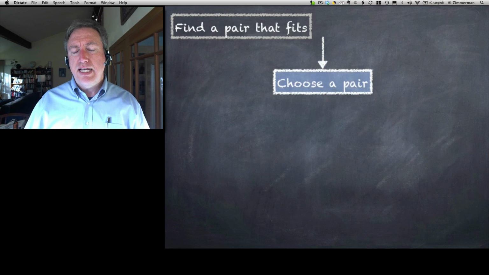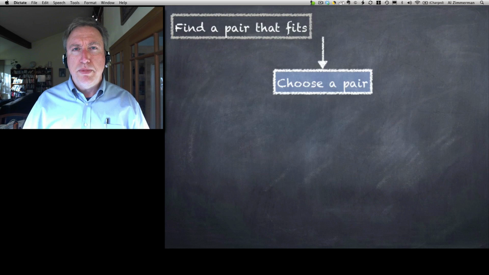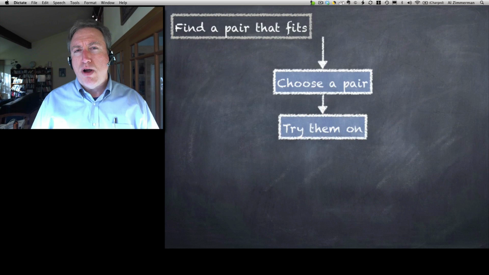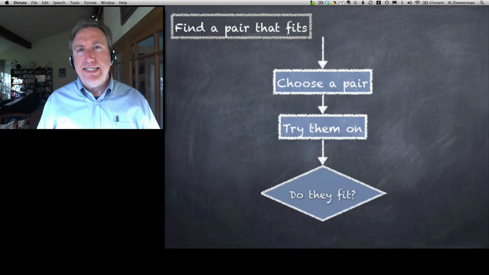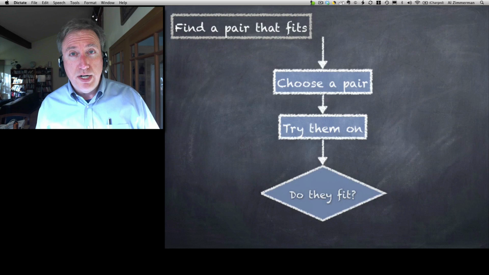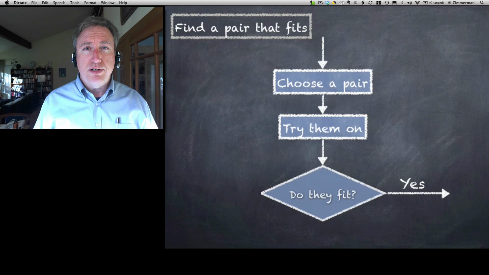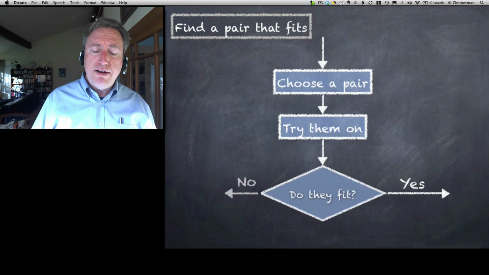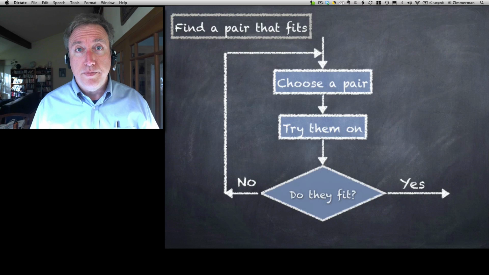Let's look at this in terms of a process that loops. First, you choose a pair. Either you ask the salesperson to go get you a pair, or you pull them off the shelf yourself. Then you try them on. You put them on your feet. And then you make a decision. Do they fit or not? If they do, then you're done. You have a pair of shoes. If they do not fit, then you have to go back and choose another pair.